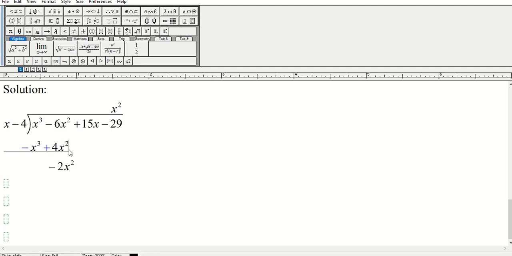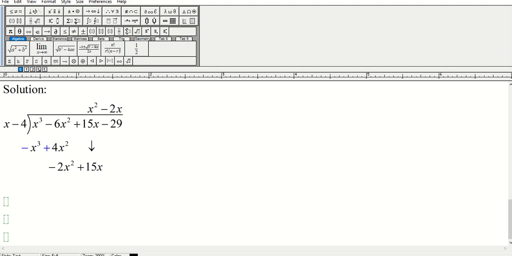Okay. Now, let's go back up over here and think about this next one. Drop it down. So I'm going to end up with a plus 15x. How many times does x go into negative 2x squared? Well, how do I multiply to get from x to negative 2x squared? I need a negative 2, and I need another x. So when I multiply this against x, I'll get negative 2x squared.